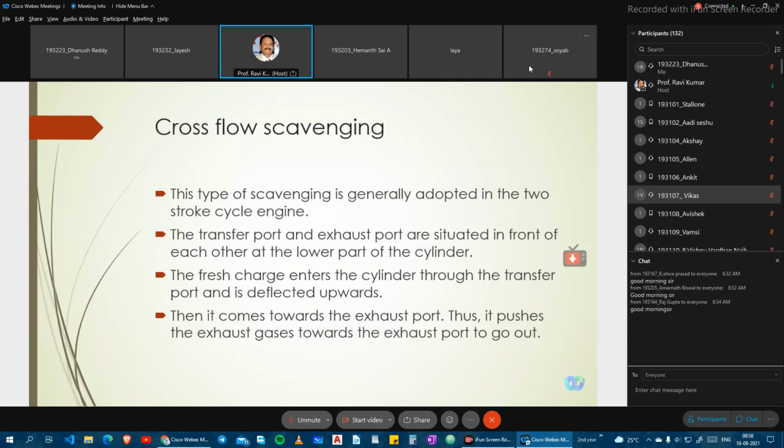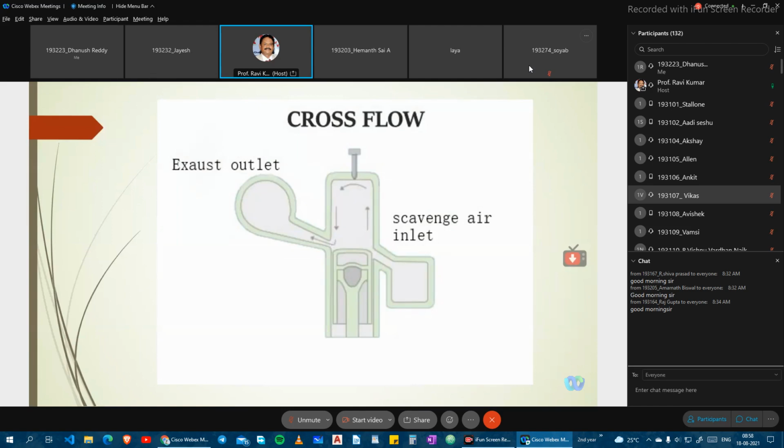This is about the cross flow. There you can see it is given on one side only. Here one side is given for the inlet, and on the other side the exhaust outlet is given. This can be used for single cylinder engines, such as most of the two-wheelers, which have very compact designs. That's why we have single cylinder engines, and a fin system also will be there.